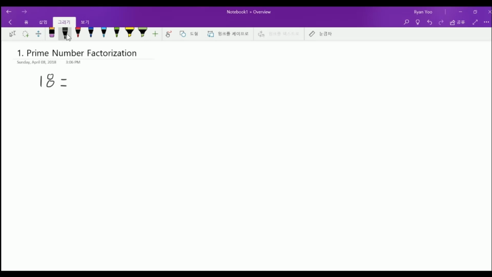Prime numbers are numbers that are divisible only by themselves and 1, but 1 is not prime. So we start from 2. 2 is divisible by itself and 1. The next number is 3. 4 is not, because 4 can be divided by 2. 5 is. 6 is not, because 2 times 3 is 6. 7 is. 8 is not, because 4 times 2 is 8. 9 is not, because 3 times 3 is 9.